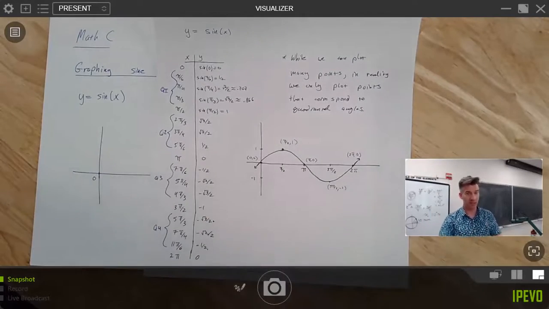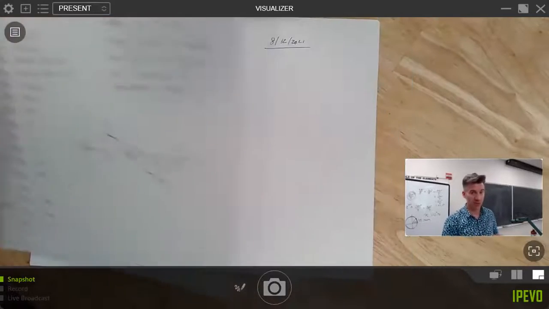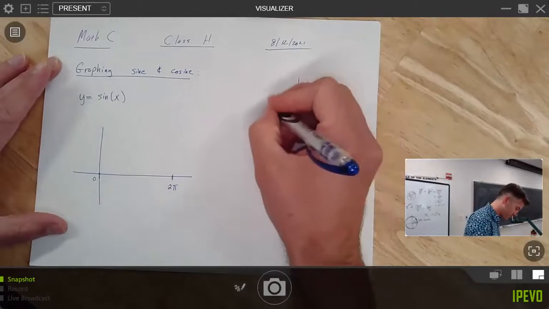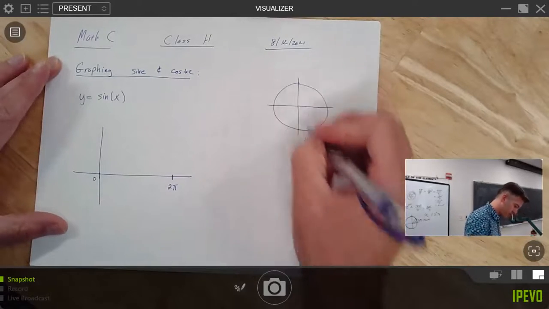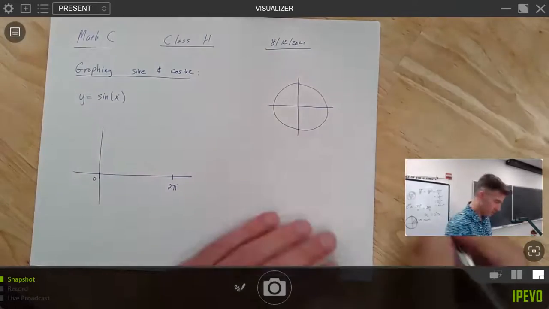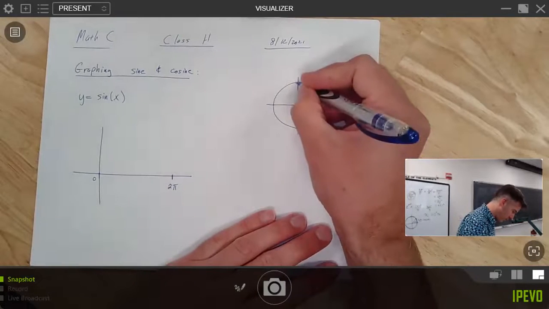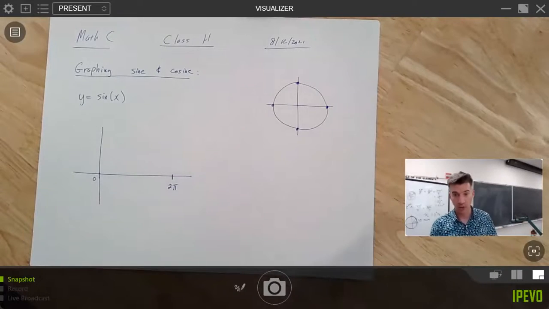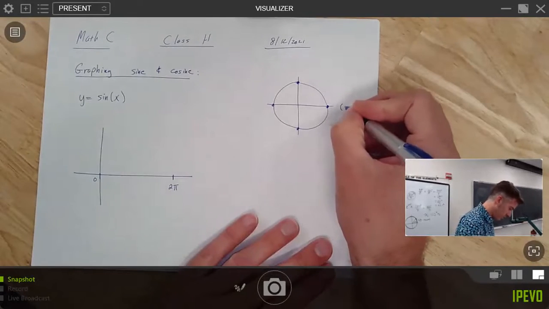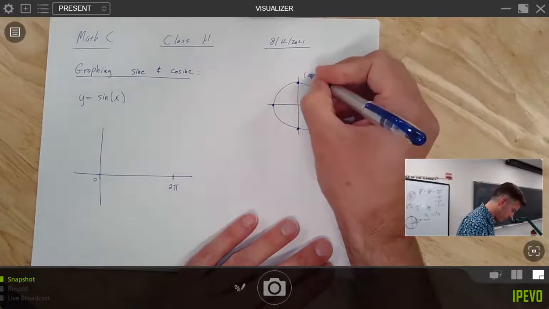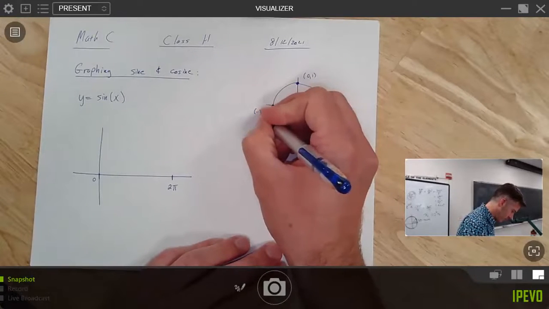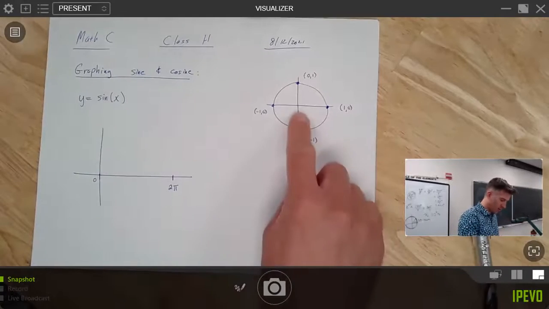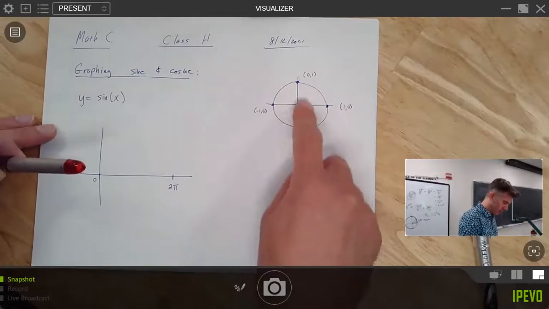You've seen these things, we've talked about them, but here's what I want you to really think about when you're graphing sine or cosine. There's my unit circle. Here are the 4 corners of the unit circle that break it up into 4 quadrants. This is the point 1, 0. This is the point 0, 1. This is the point -1, 0. This is the point 0, -1. I've gone 1 to the right, 1 up, 1 to the left, 1 down.